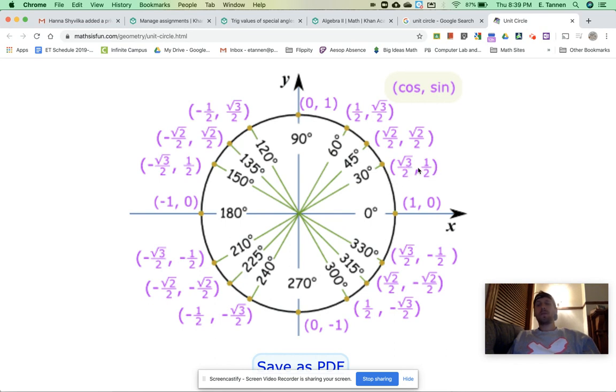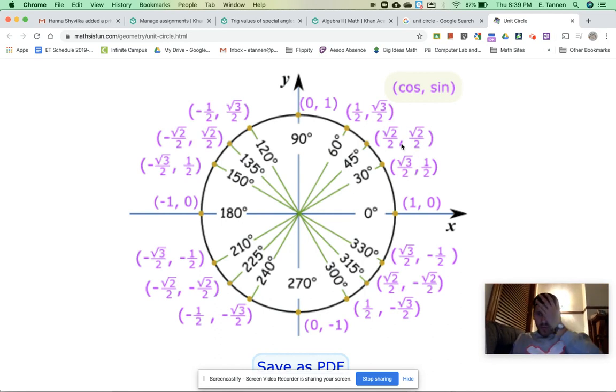Again, if you square both these values and add them, you would get 1, right? The unit circle is telling us that the radius is 1, or if you think of it as a triangle, the hypotenuse would be 1. If we add 30 to that to get 60, you see it's the same values, just the cos and sine, or the x and y, are inverted. For 45, it's just root 2 over 2, root 2 over 2.